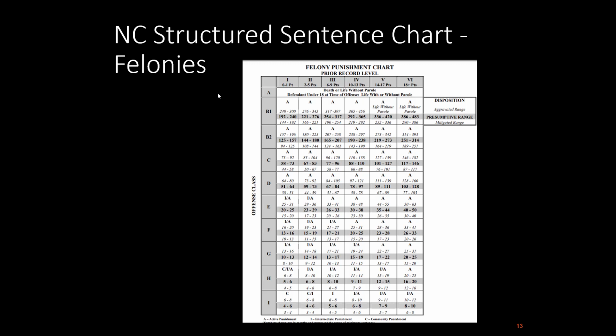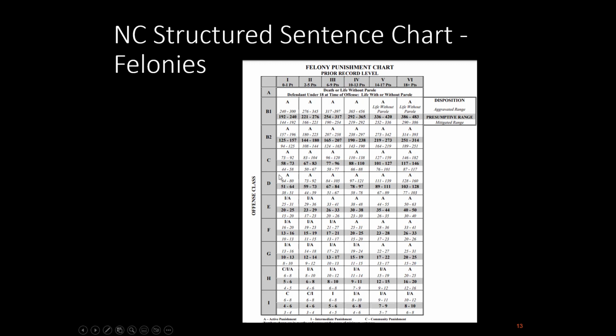But for all the others, if you look at these numbers here, these aren't ranges of days like the misdemeanor. These are ranges of months. So let's suppose you got convicted of a Class C felony. Well, we would go back and look at your prior record level. And let's suppose you were in the regular range.